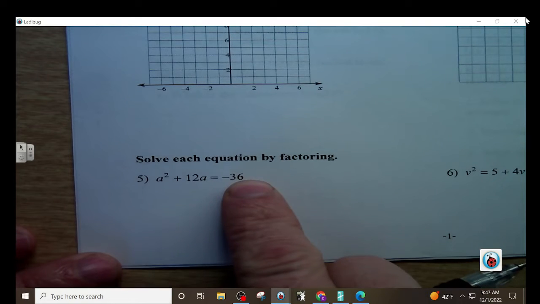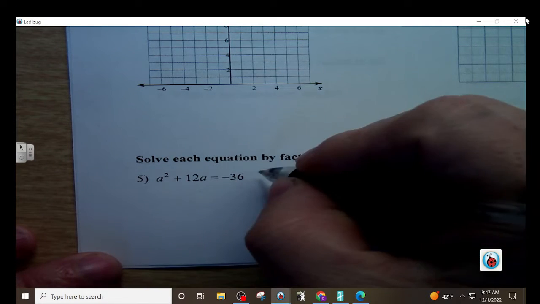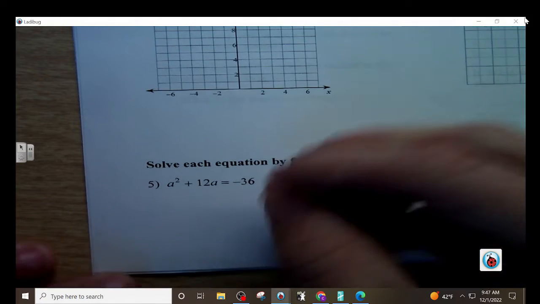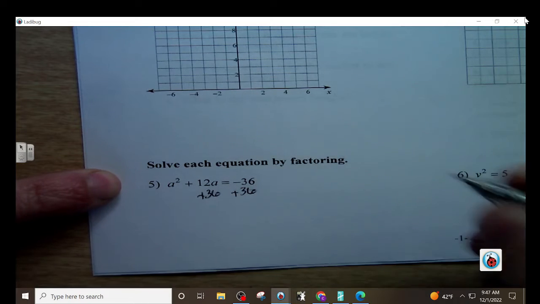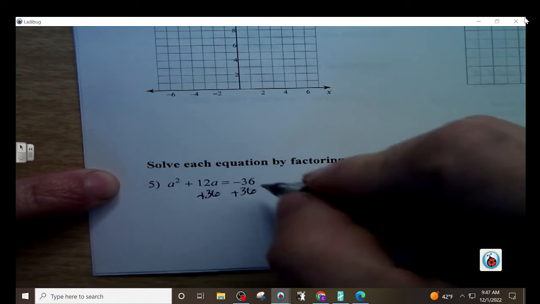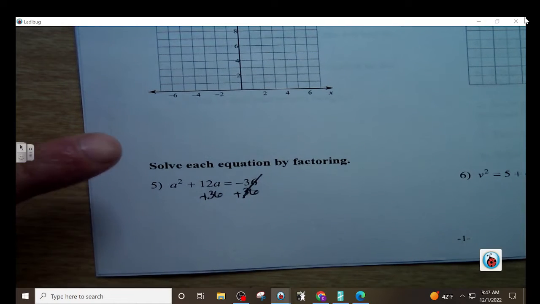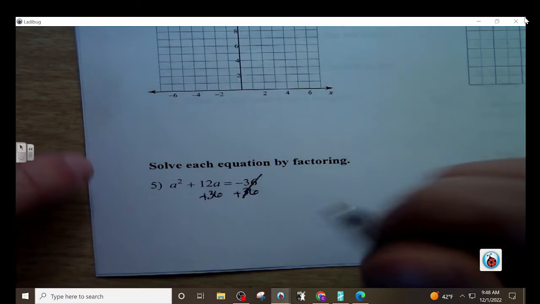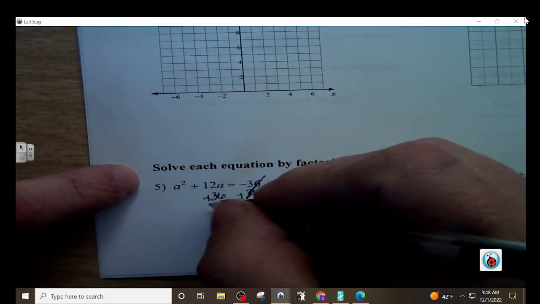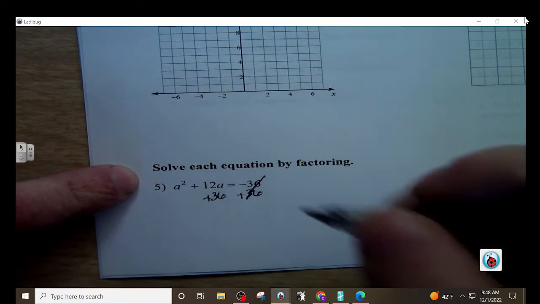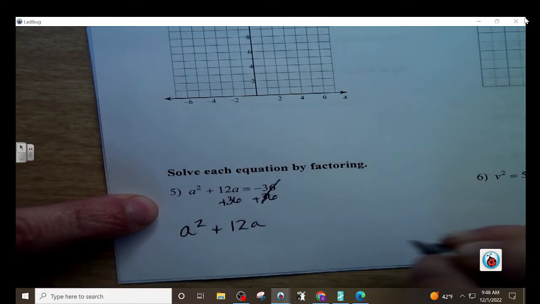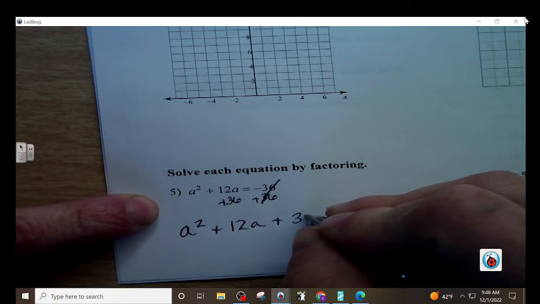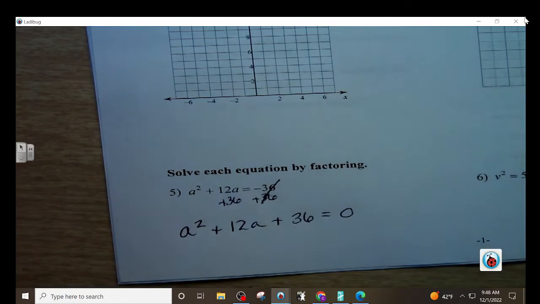Okay, now, before I factor this, I've got to get it in standard form, and this has to equal what? 0. So, guys, to get it equal to 0, I'm going to add 36 to make that become 0. Negative 36 plus 36 is 0. All right, now, guys, here's one of the important parts. Make sure when you rewrite this, it is in standard form, which means your quad term up front, your linear term in the middle, and your constant on the right.